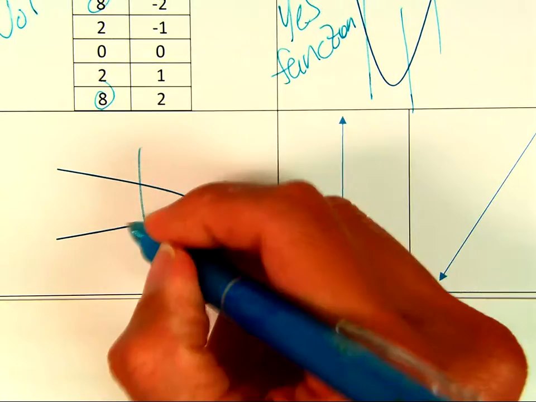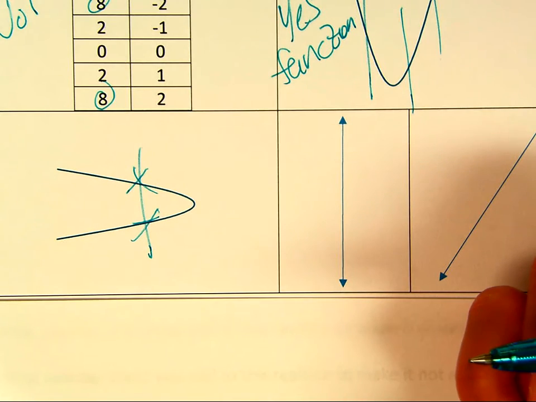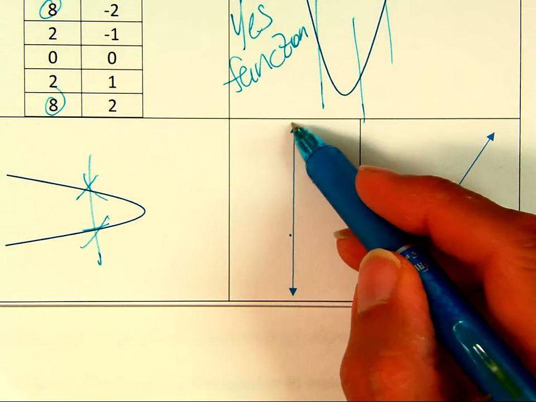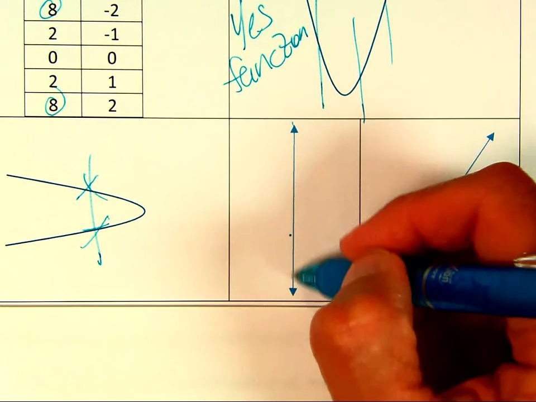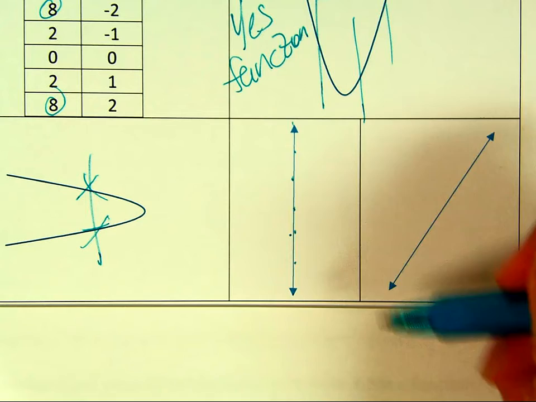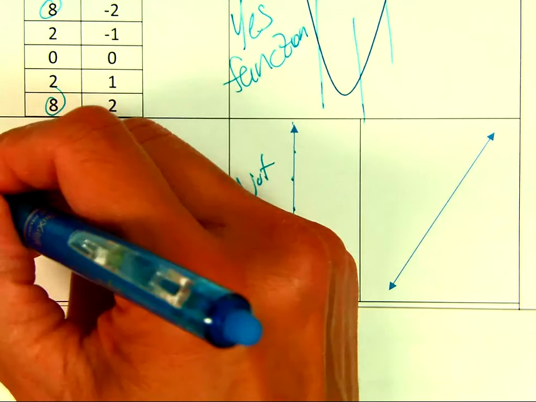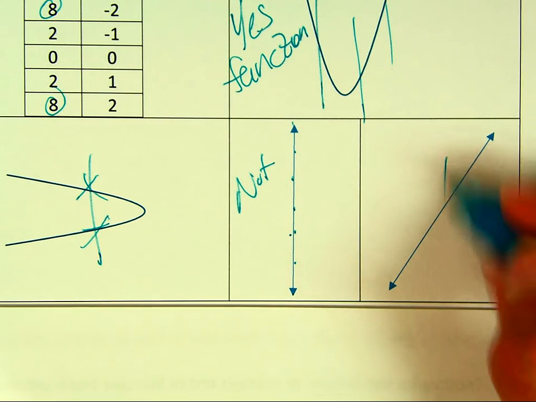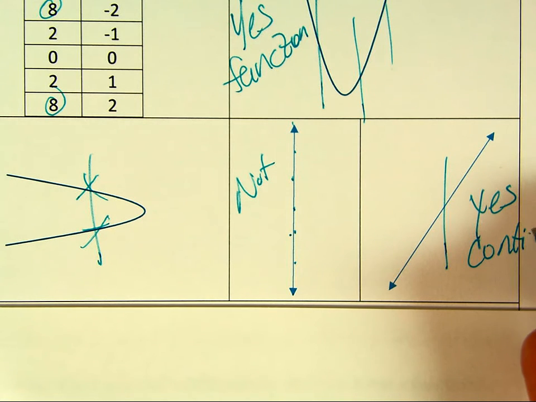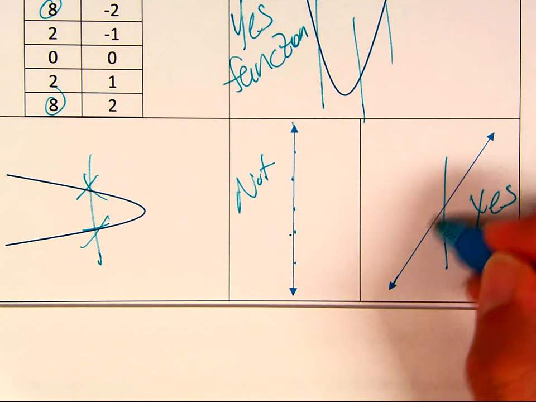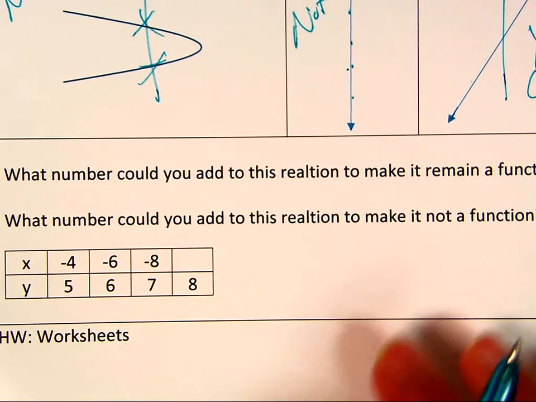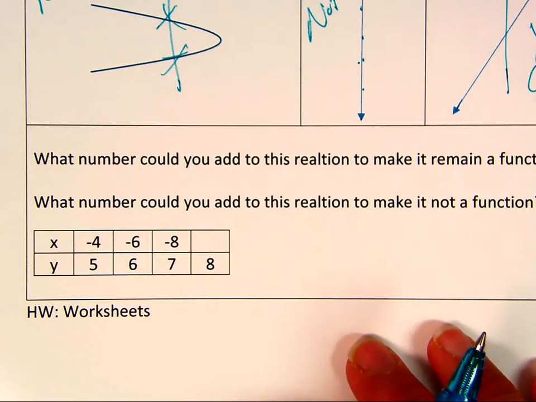Okay, function or no function? Not a function, because it crossed twice. Function or no function? Well, it's not a function, because look, it is a vertical line, and if it's a vertical line, that means one x has all these y's. So this is not a function. Function or no function, vertical line test works. Yes, it's a function, and yes, it's continuous, because I can go from here to here and never lift up my pen. There are no holes.